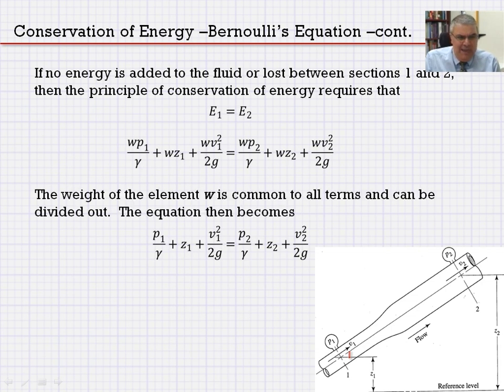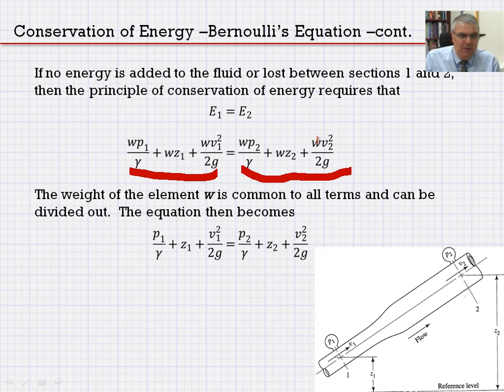If we don't add any energy to this system, or we assume there is no head loss, or no loss in the system, we're going to define all these terms later. If we assume that there is no energy added to the fluid, and there is no energy loss between sections 1 and 2, then we can apply the principle of conservation of energy, and it shows that E sub 1 must be equal to E sub 2. We already have the terms for E sub 1 down here. For E sub 2, we have these terms.